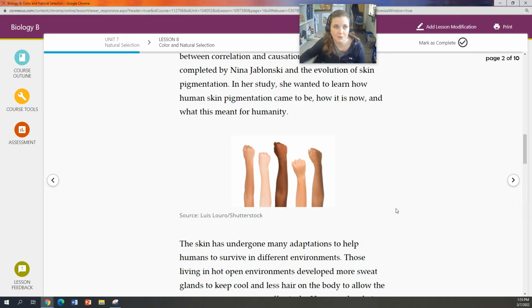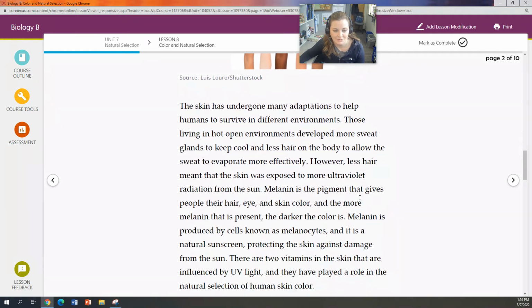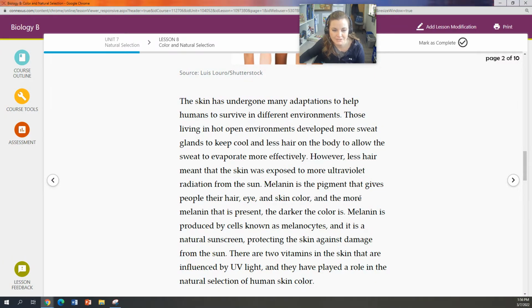As we know, people come in a wide array of different colorations, right? From super, super white like me to very, very dark as well. So there's a huge spectrum of skin tones that people have. And your skin color is specifically determined by the amount of melanin that you have in your skin. Melanin is a pigment that gives people dark skin coloration, dark hair, dark eyes. And it is produced by cells known as melanocytes.